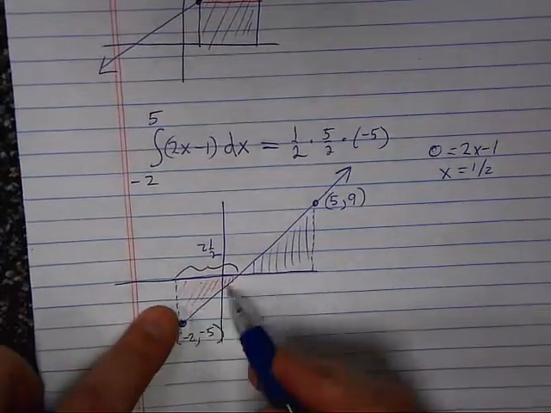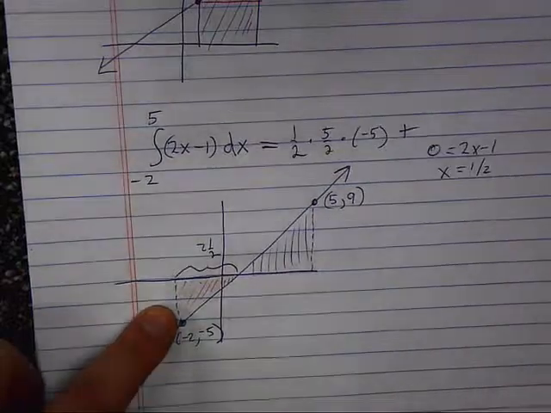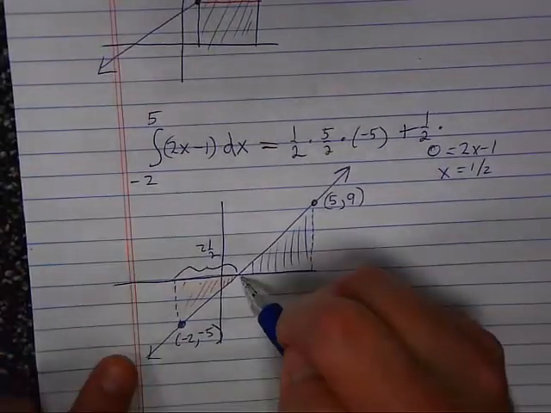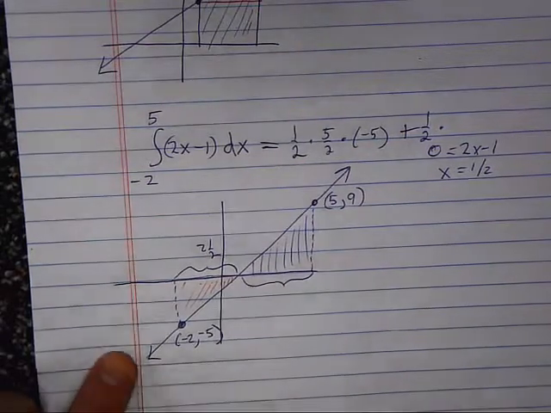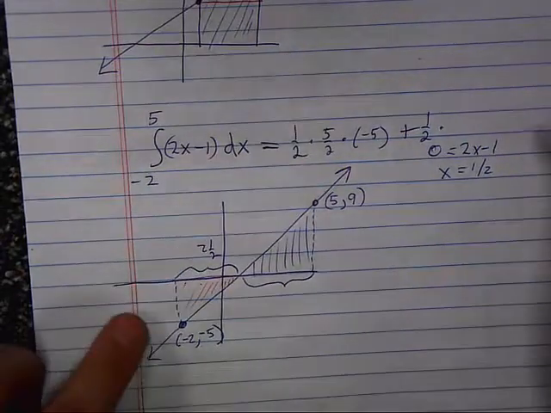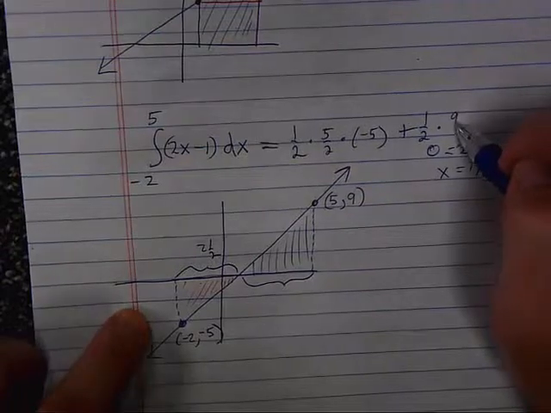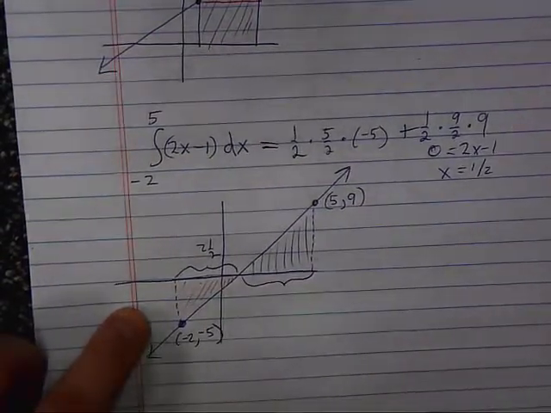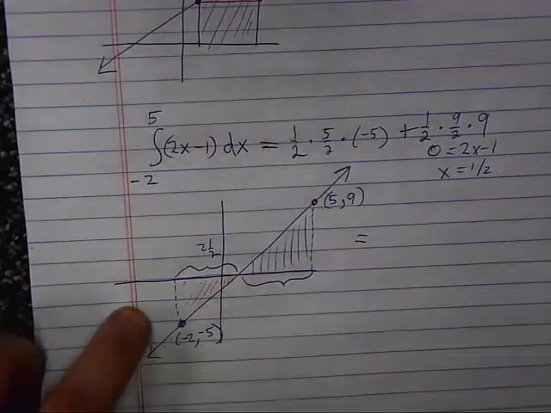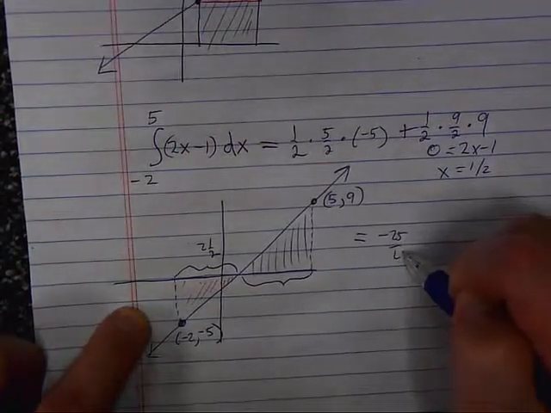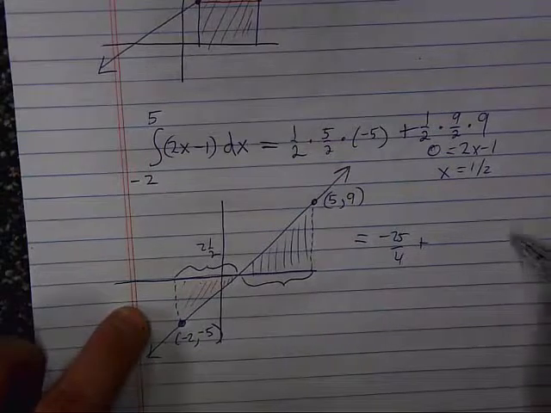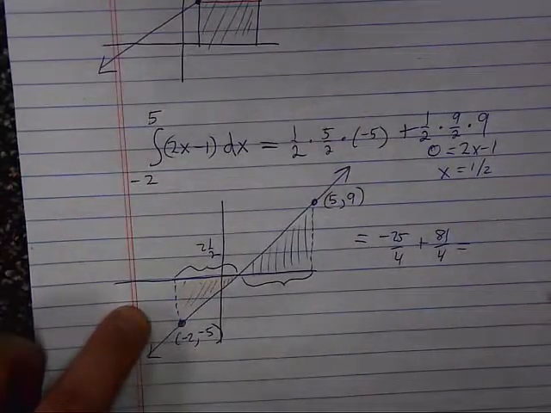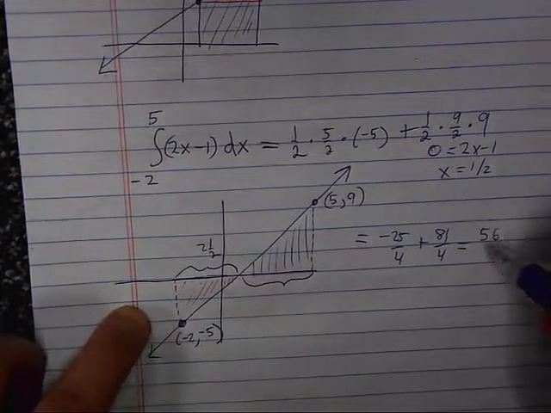So there's the area below the axis, and then above the axis, that's going to be 1/2 times. All right, how long is this triangle? 4.5. So that would be 9/2 times, how tall is that triangle? 9. So it looks like our answer is negative 25 over 4 plus 81 over 4, which is 56 over 4, I think.